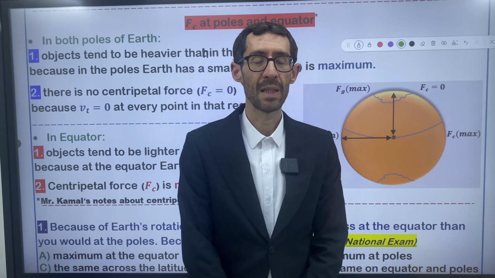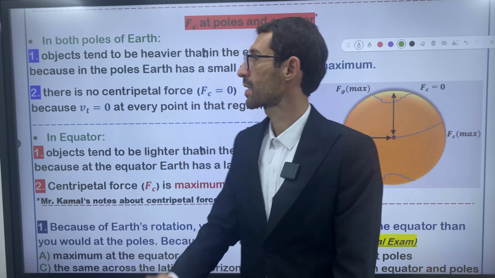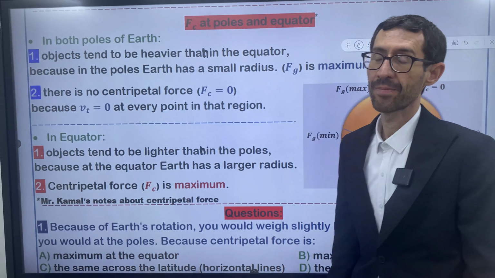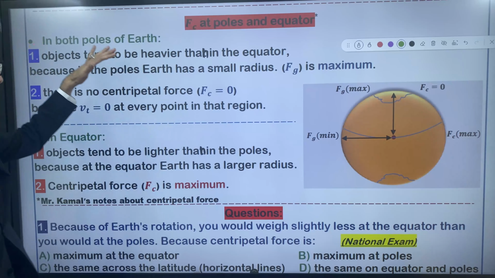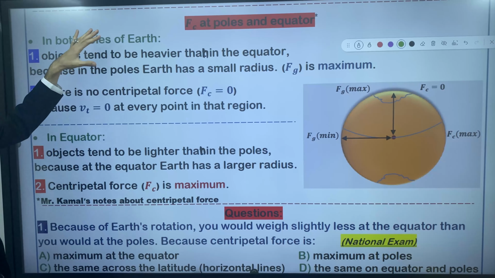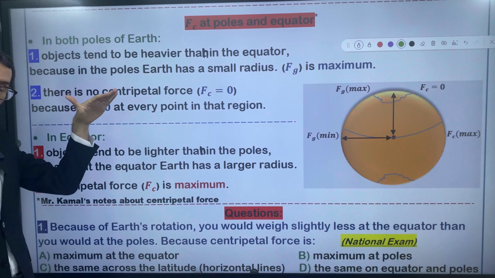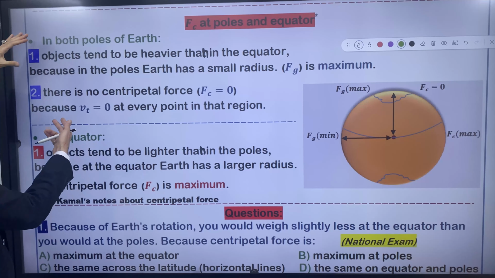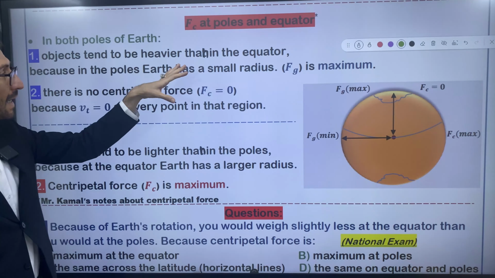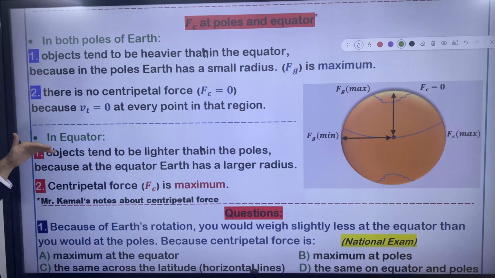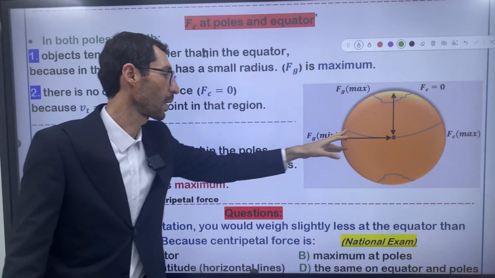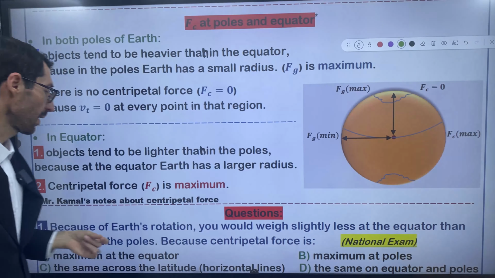Today, I'm going to explain a new subject, which is about the centripetal force at the poles and the equator. There are some notes about this subject. The notes are separated into two parts. The first part has notes with information about the poles, and the second part is dedicated to the information about the equator.